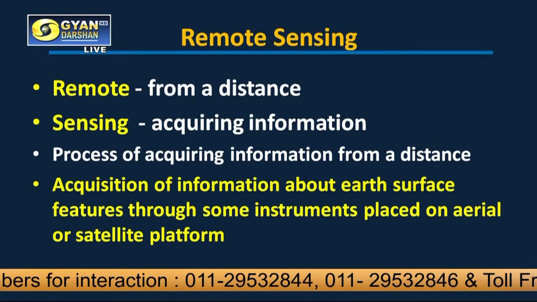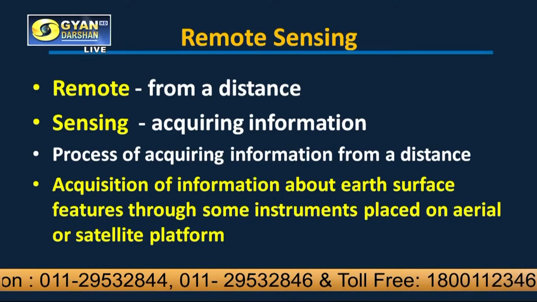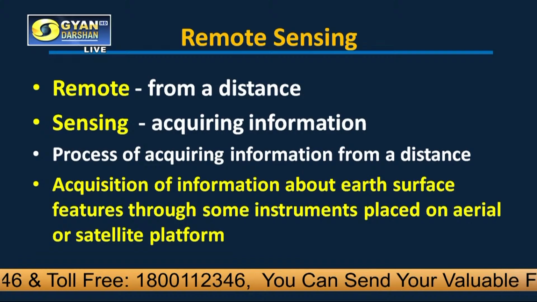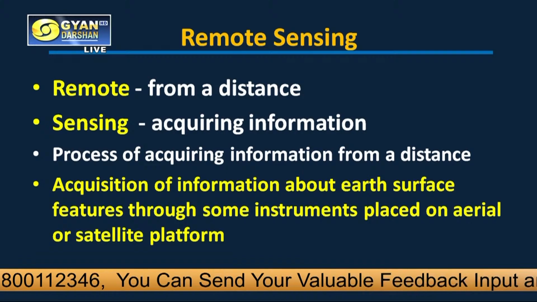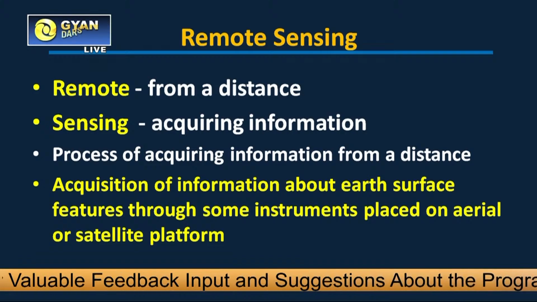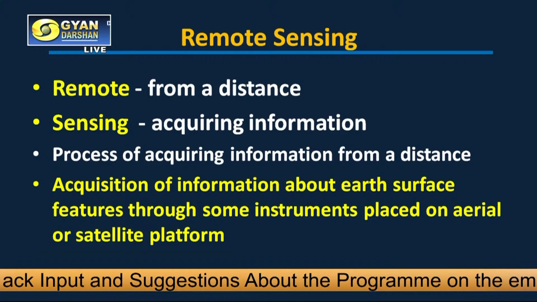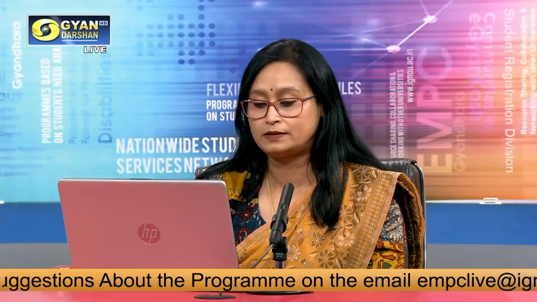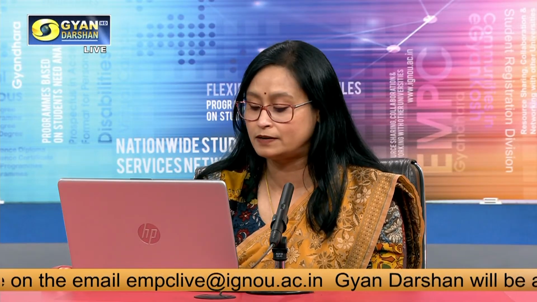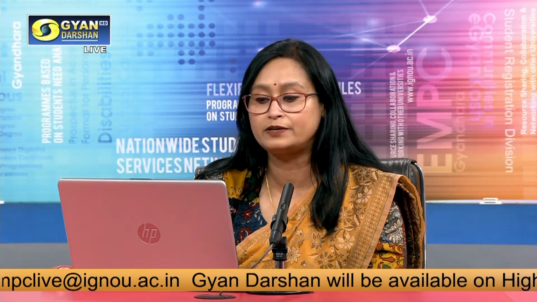The next component I'm going to discuss is remote sensing. As the word says, remote means from a distance, and sensing means acquiring information. So remote sensing is a process of acquiring information from a distance. It is the acquisition of information about Earth's surface features through instruments that are placed on aerial or satellite platforms, from where we know about the Earth from a remote place, from a distance.